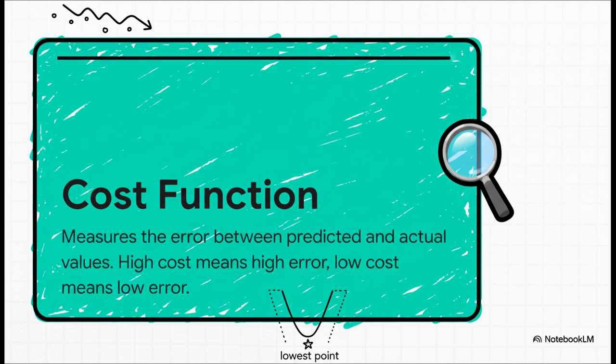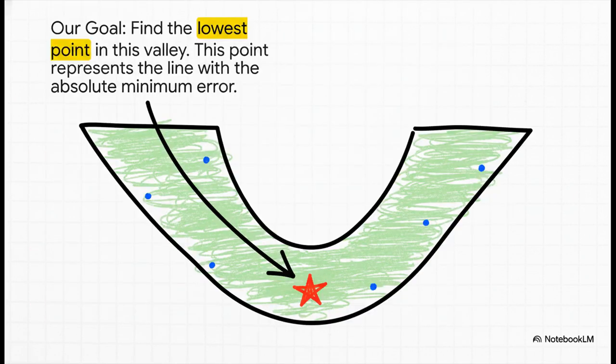You can think of it like a strict scorekeeper. For any line we draw, the cost function calculates its total error, usually by looking at how far away the line is from all the real data points. So for every single line we could possibly draw, this function gives it a score. A high score, or a high cost, means that line is a terrible fit. A low cost, well, a low cost means we're getting closer. And here's the cool part. We can actually visualize this. If we were to plot the cost for every single possible line, we get this massive bowl shape, this valley. Every single point inside this valley represents one specific line and its error score.